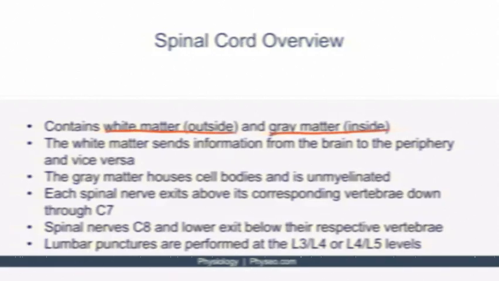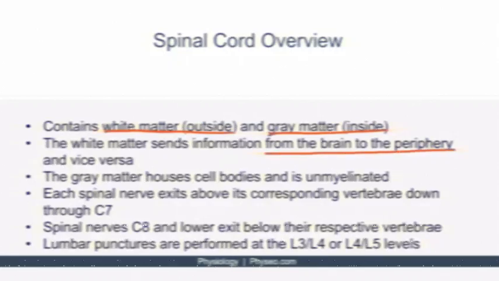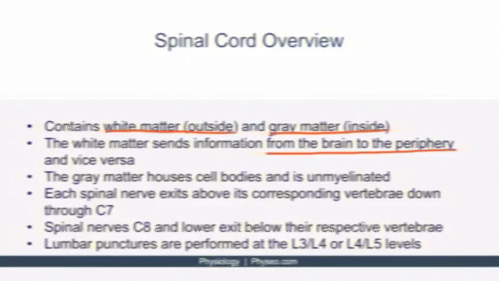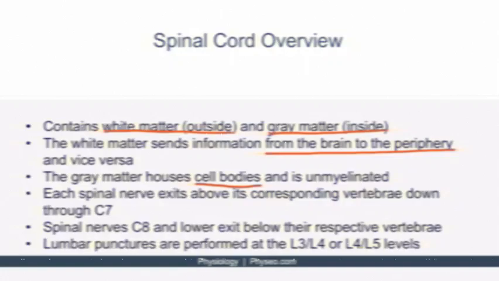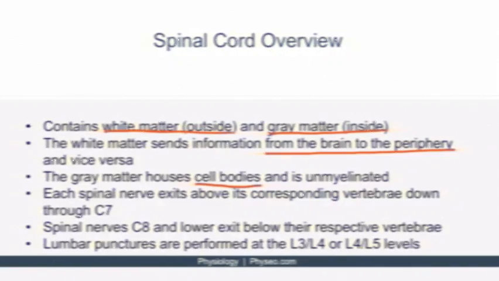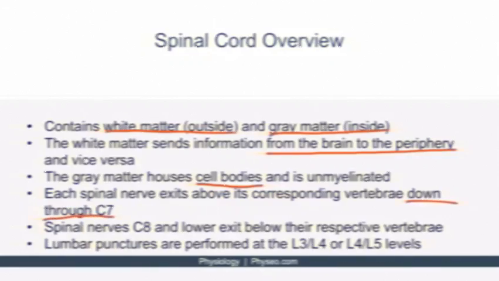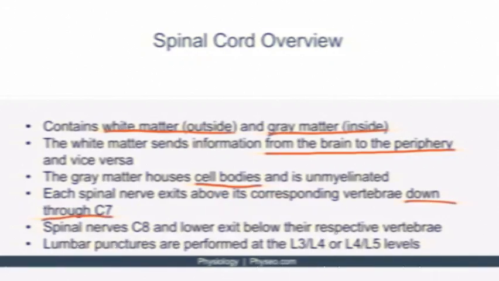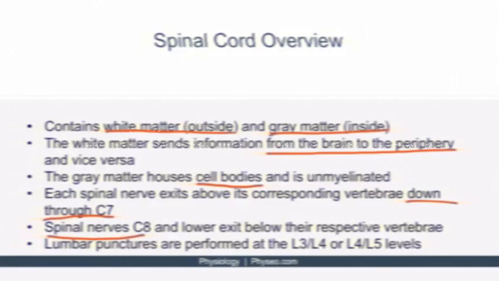And the white matter sends information from the brain to the periphery and from the periphery to the brain. The gray matter is actually where these cell bodies are, and these are unmyelinated, which is why they are gray. Each spinal nerve exits above its corresponding vertebrae down through C7, including C7. However, spinal nerves C8 and lower exit below their respective vertebrae.